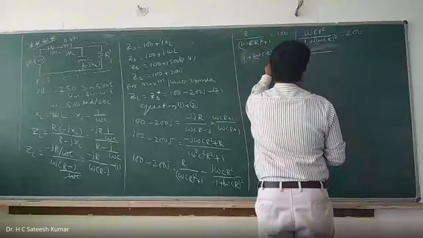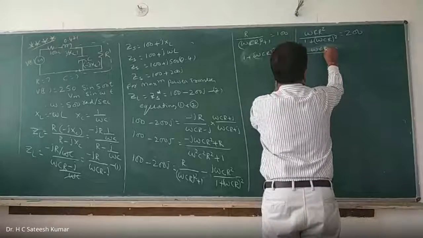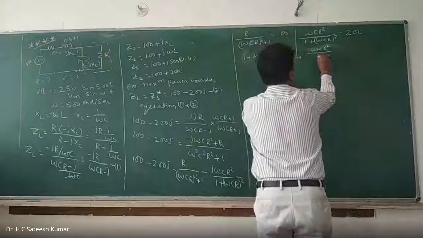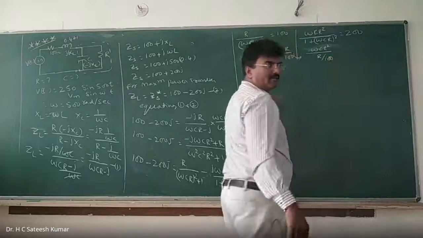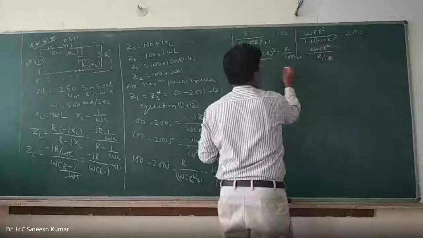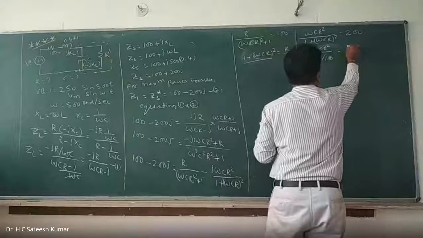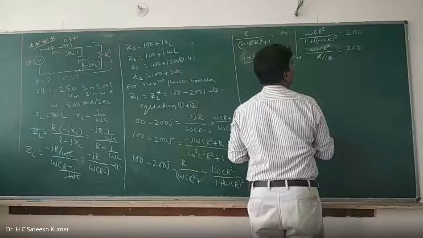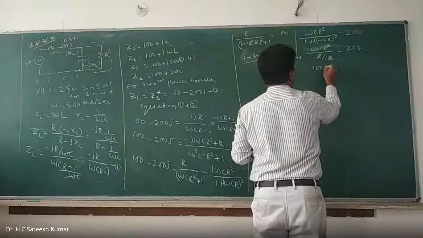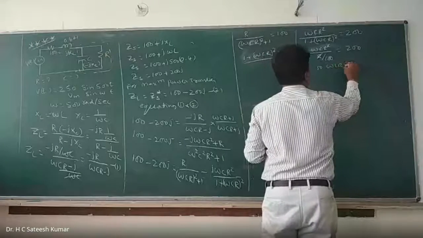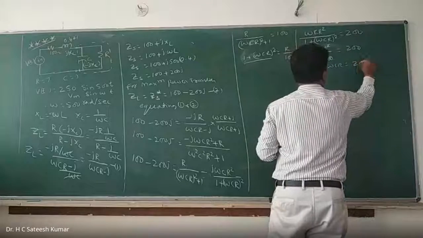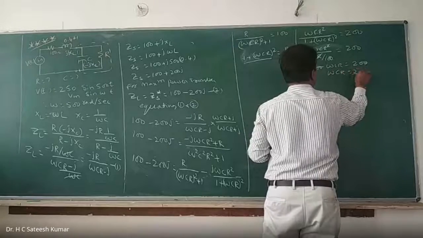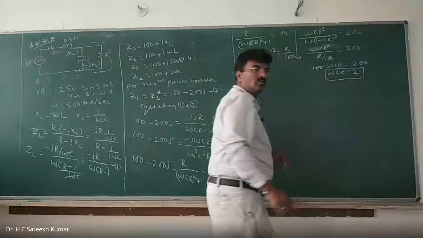1 plus omega CR square, omega CR square divided by 1 plus omega CR square is what? R divided by 100. So this, in place of omega CR square I wrote this one, is equal to 200 we can write it. So this R R gets cancelled and what is that we can write it? 100 omega CR is equal to 200. So this 100 gets cancelled. Therefore omega CR is equal to 2 we get it. Omega CR is equal to 2 you will get it.